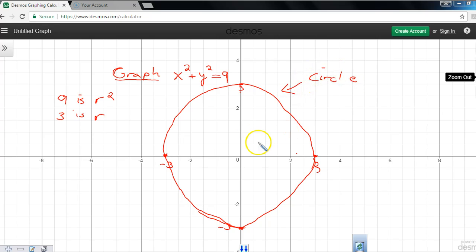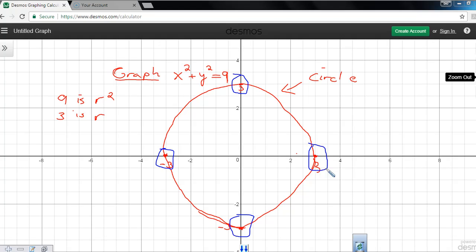Circle. You may have to identify the intercepts. If that's the case, of course, it's pretty easy to see in this case. We have x-intercepts at 3 and negative 3, and we have y-intercepts at 3 and negative 3. So it's pretty easy to tell from the graph there.